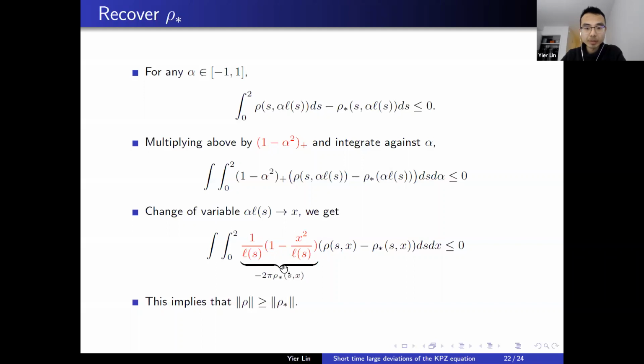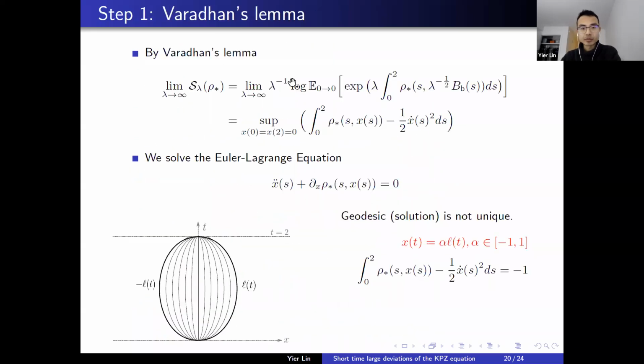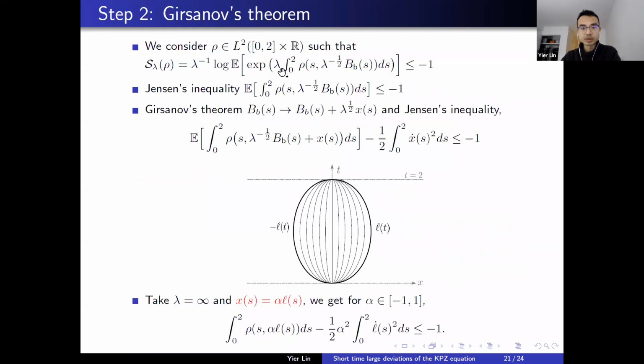Now the information becomes that the inner product between negative rho star and rho minus rho star is smaller than 0. From this you can immediately obtain, using Cauchy-Schwarz for example, that the L2 norm of rho is lower bounded by that of rho star. Okay, so this is the idea. It seems from this condition there's no information about rho star, but actually the information of rho star can be recovered by this class of geodesics.